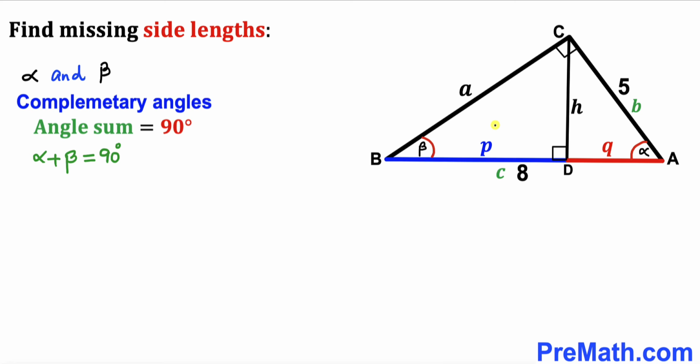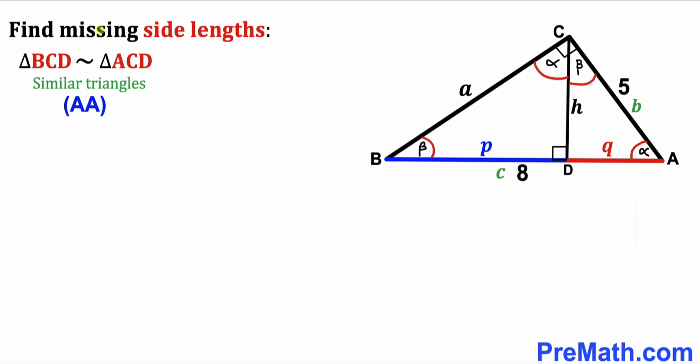Now let's focus on this triangle BCD. This angle is beta, this angle is 90 degrees, so this angle has got to be our angle alpha. And we know this angle is 90 degrees, so this angle has got to be our angle beta. So we can see that these two right triangles, triangle BCD and triangle ACD, are similar triangles according to the angle similarity theorem. So we are going to have a proportion.